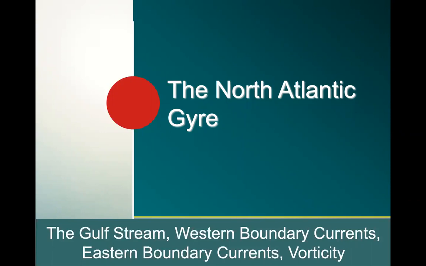Hello, welcome back. We are going to continue our discussion of the North Atlantic Gyre, the most studied of all the ocean gyres. We've started our discussion by looking at the Gulf Stream and some of the early explorers who discovered the Gulf Stream. We are going to continue to look at how the Gulf Stream actually is formed. And today, right now, we're going to look specifically at the difference between western boundary currents and eastern boundary currents. And then later, we will get into a very important concept, that of vorticity.